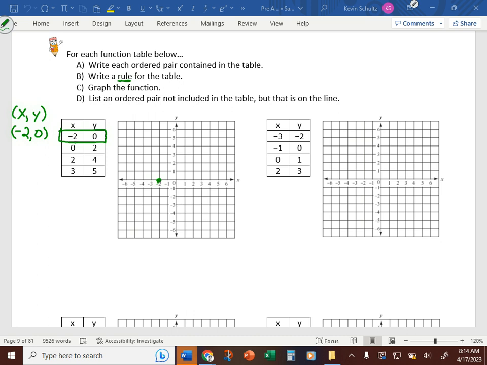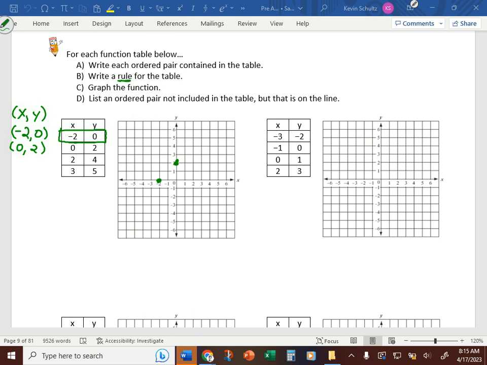Our next one, 0, 2. An X value of 0, a Y value of 2. This one's going to be on the Y-axis at 0, 2. We're not moving side to side at all on X. We're moving up 2 on the Y, and there's our point.